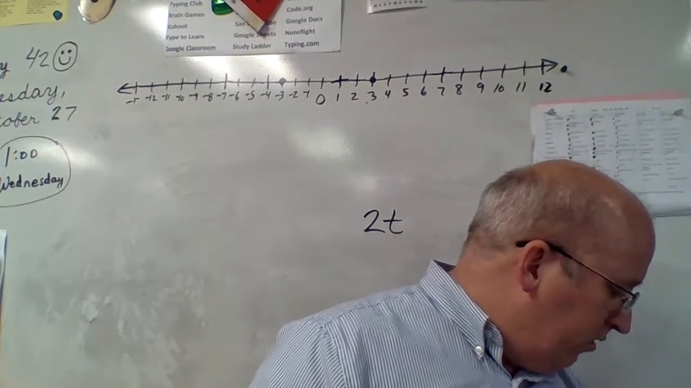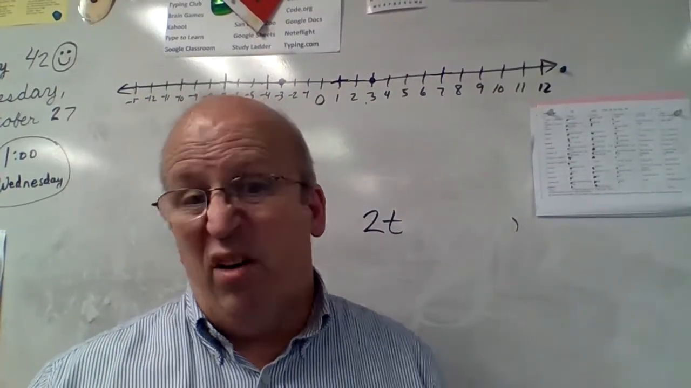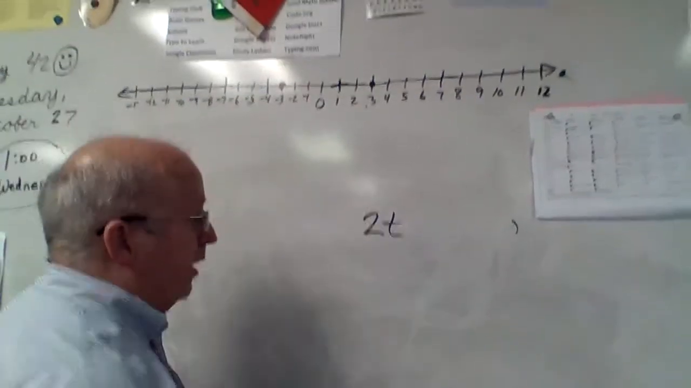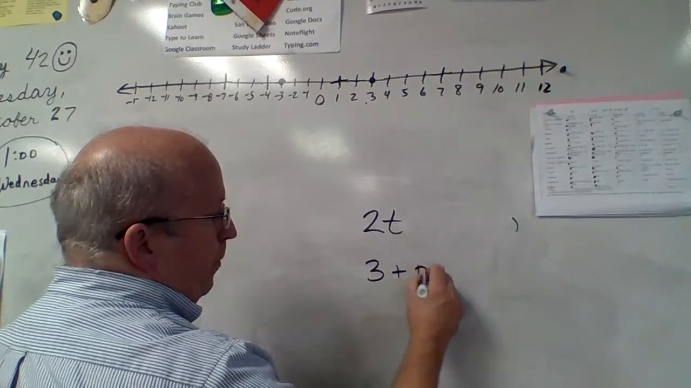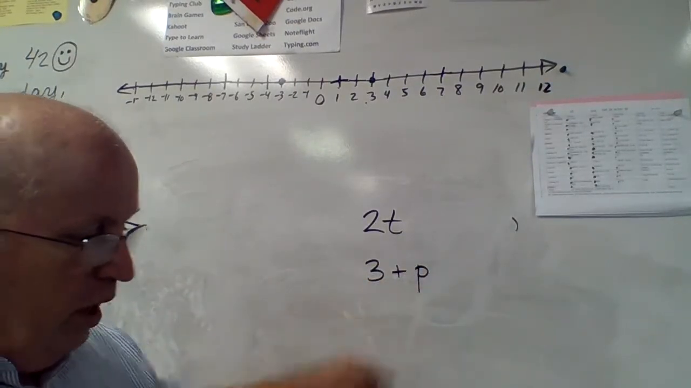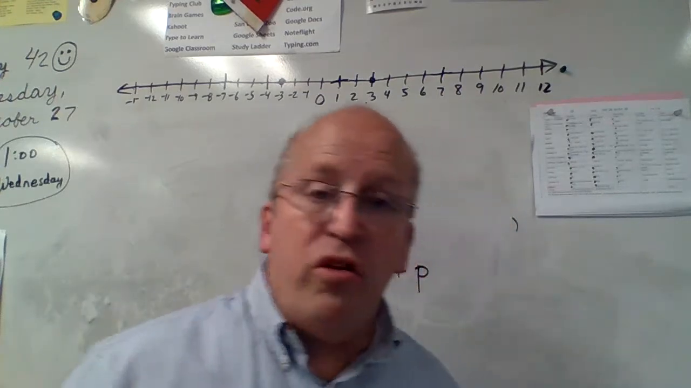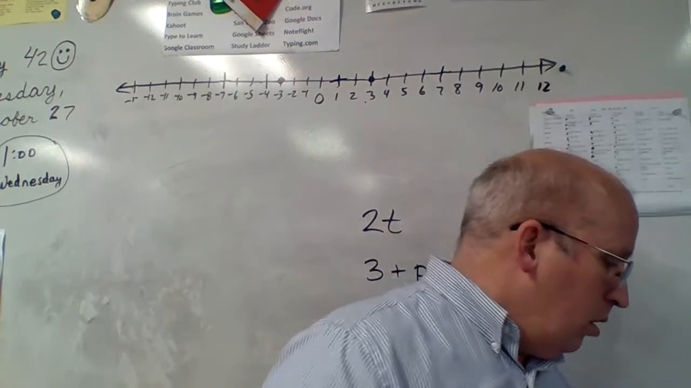Let's go to the next one on the bottom of 150. 3 more runs than the Pirates scored. Do you know how much the Pirates scored? I don't. So I'm going to use a variable for Pirates. 3 more than whatever it is that the Pirates score. I don't know the Pirates score, so I use a variable, in this case, P for Pirates.